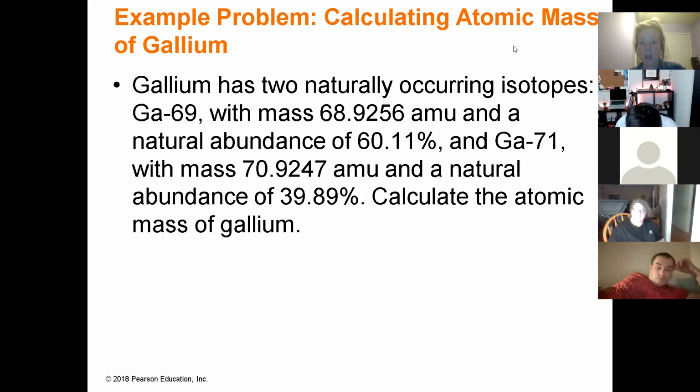Okay. So when doing these problems, make sure that you get rid of the percentage. You divide it by 100, percent meaning per 100, like 100 cents in a dollar, right? So we want to move that decimal over two places. So it becomes 0.6011 and 0.3989. If you do these problems and your number is way bigger than the two masses that you have, you probably didn't move the decimal over two. So do that.